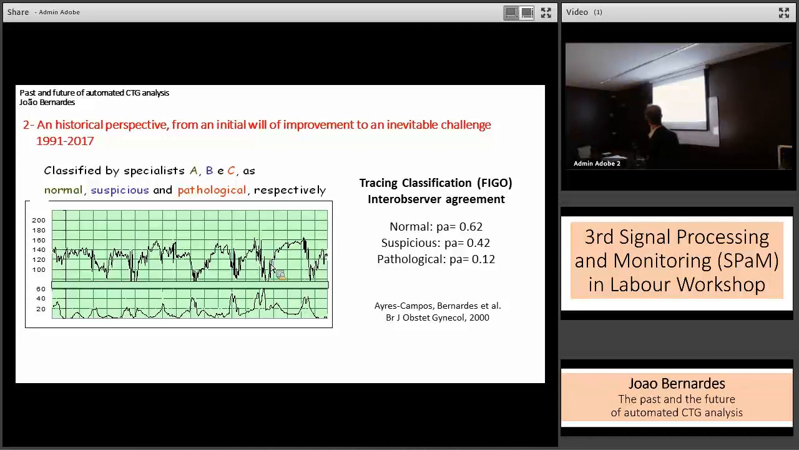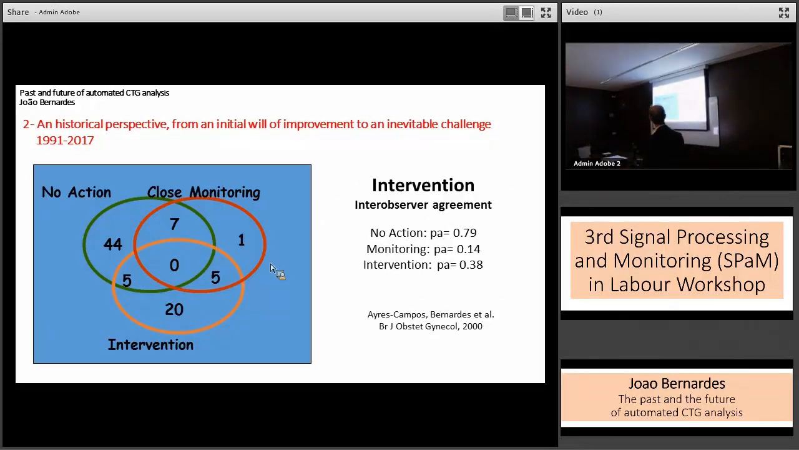Not only in classification of tracings, but also in decision. Should we do nothing? Should we use close monitoring, or should we intervene with a cesarean section or a medical approach to the problem using salbutamol, as you have seen yesterday, or using an operative delivery? And in what concerns intervention, the same problem. So with these studies, we further justified the development of automated CTG analysis. It became really an inevitable challenge.